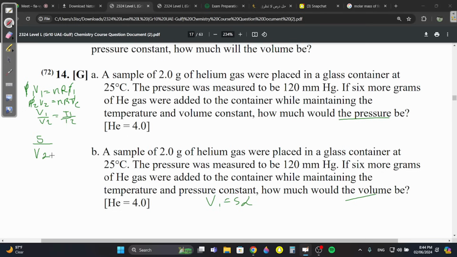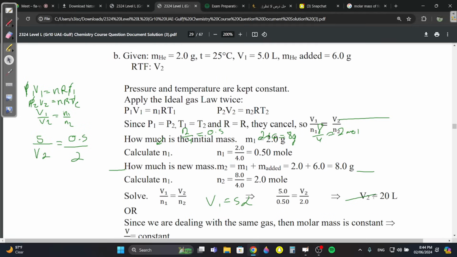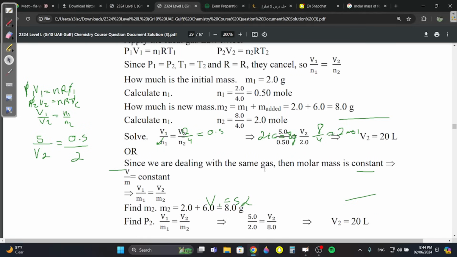We want V2, right? Sorry, N1 over N2. The first moles: 2 over 4, because it's mass over molar mass, gives 0.5. Then the second moles: they added 6 more grams, so 2 plus 6 gets me 8 grams. How many moles do I have with 8 grams? 8 over 4, 2 moles. Multiply by 4, cross multiply, you get 20 liters.